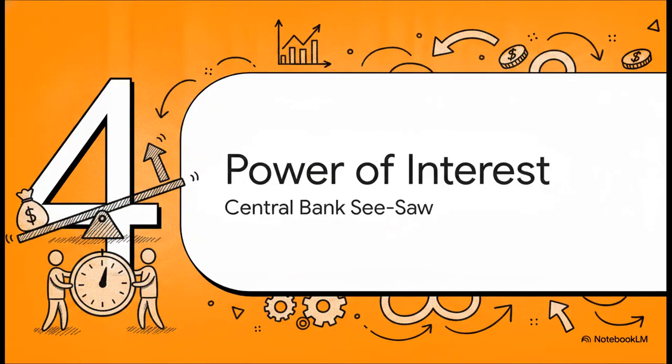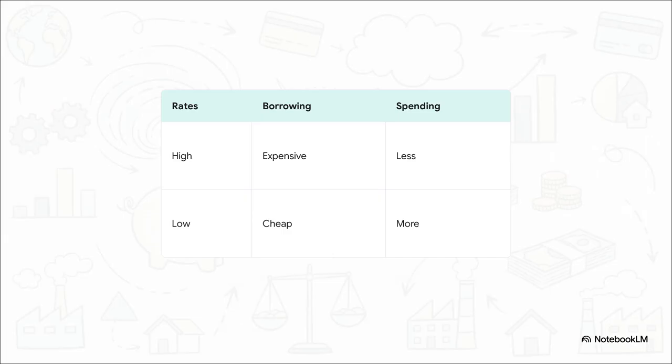Which brings us to level 4, the power of interest, the central bank seesaw. So how do we fight inflation and keep this whole game fair? Well, this is where the game's moderators step in. They're called central banks, and they influence the entire economy by tweaking one massive dial, interest rates. It works kind of like a giant seesaw. When inflation gets way too high, central banks raise interest rates, which makes borrowing money really expensive. Because it's expensive, people spend a lot less, businesses invest less, and inflation finally starts to slow down.